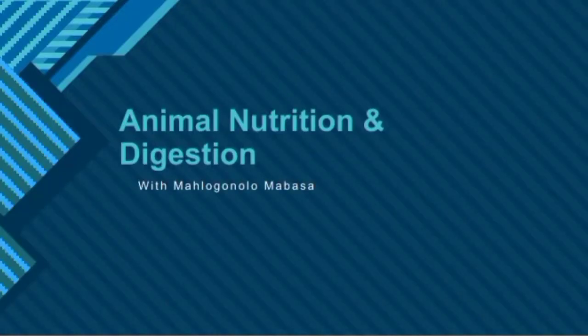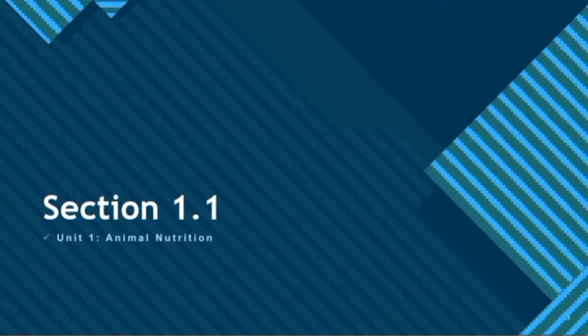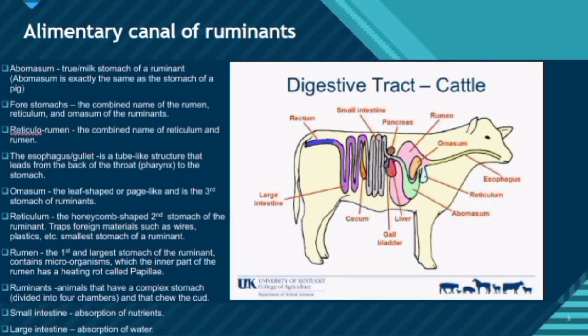Everyone, today we'll be starting a new chapter for Agricultural Sciences, topic 1. So it's animal nutrition and digestion. Section 1 will be covering Unit 1, which is animal nutrition. We'll be looking at the alimentary canal of ruminants first, and after that the alimentary canal of non-ruminants. And firstly, this is a ruminant.